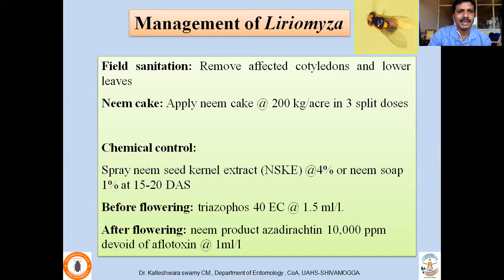Management includes field sanitation, removing affected cotyledons and lower leaves. Application of neem cake, which is ICAR technology, during sowing or transplanting, at the rate of 200 kg per acre. For chemical control, neem soap at 1% and NSKE at 4% are suggested. Triazophos was a widely used insecticide, but wherever there is a resistance problem, you can go for recently introduced insecticides. Even azadirachtin, as I was telling, if you want to spray, it should be devoid of aflatoxin.